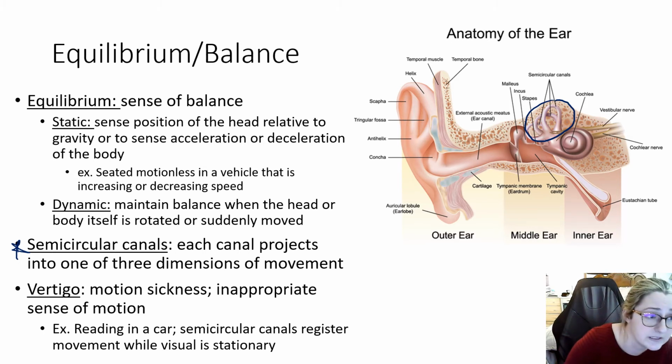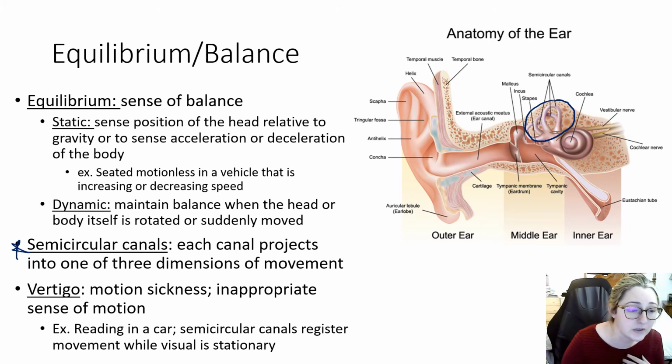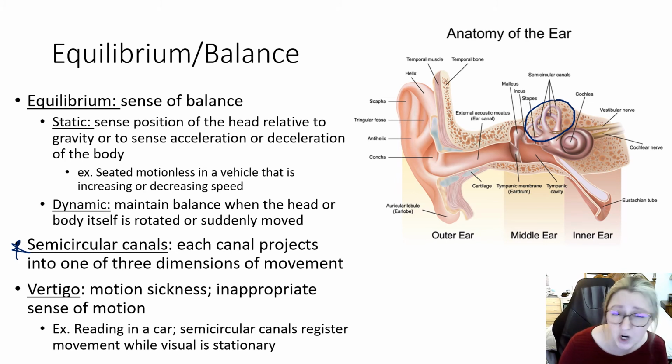And what we call this is equilibrium and balance. So equilibrium is your sense of balance. Static equilibrium is your sense of the position of your head relative to gravity, or sensing acceleration or deceleration of the body. An example of this would be when you're seated motionless in a vehicle that is increasing or decreasing speed. You can tell that you're speeding up or slowing down. Another example is when you're in a pool or underwater and you do a cartwheel underwater, you can tell that you're upside down.